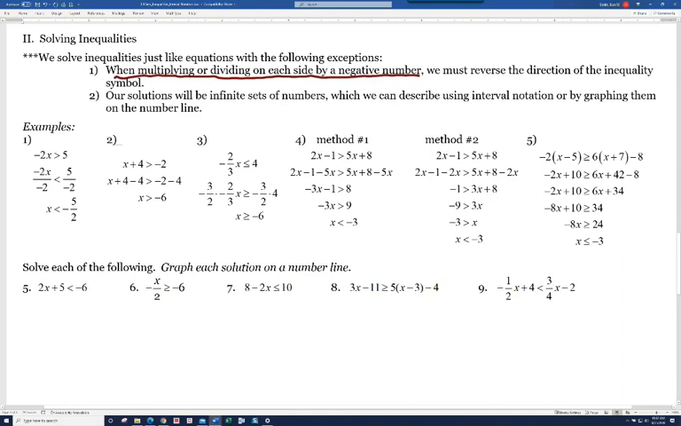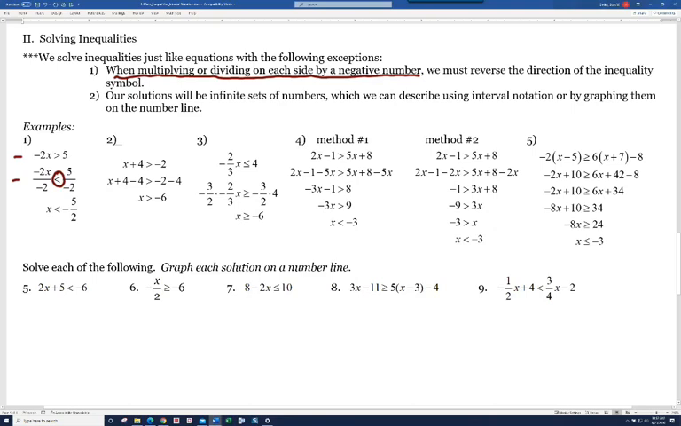And then number two, it's what I was talking about just a minute ago. Our solutions will be an infinite set of numbers, which we can describe using interval notation or by graphing on the number line. All right, so I've given you several examples here. I want you to look at example 1. Notice we had negative 2x greater than 5. Notice I divided each side by negative 2. And because I'm dividing by a negative number, notice I reversed the symbol.